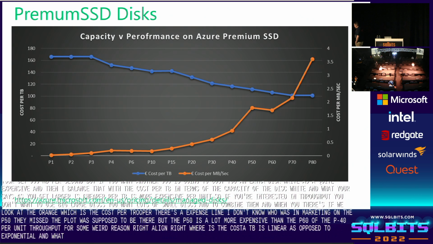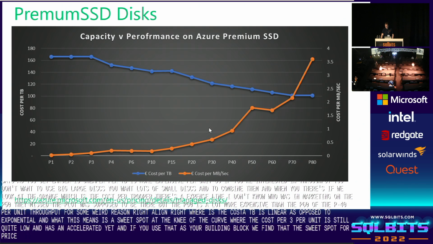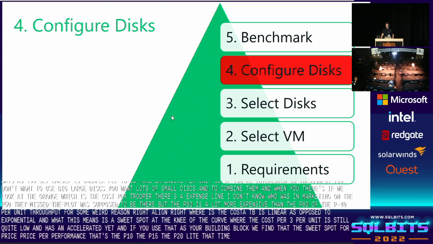And what this means is there's a sweet spot at the knee of the curve where the cost per throughput unit is still quite low and hasn't accelerated yet. And if you use that as your building block, we find that's the sweet spot for price per performance. That's the P10, the P15, the P20, right? That type of range, right?